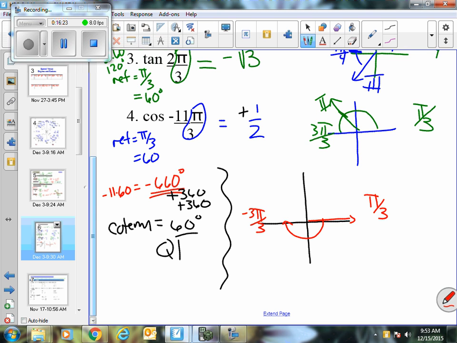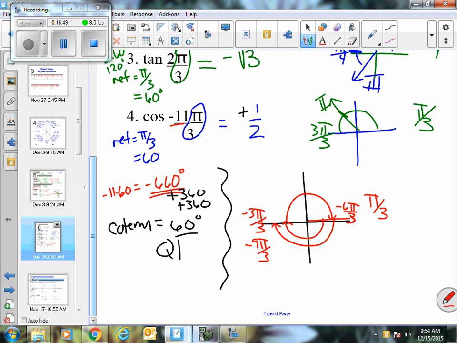So you need 3 pi over 3's to get halfway around. How many would you need to get all the way around? Well, that would be negative 6 pi over 3 then. Think about that for a second. 6/3, that reduces down to 2 pi all the way around the circle. So if you need 3 to get halfway around, you need 6 to get all the way around. All right, well, we want to go 11. So another 3 will get me another halfway around. That would take me to negative 9 pi over 3.